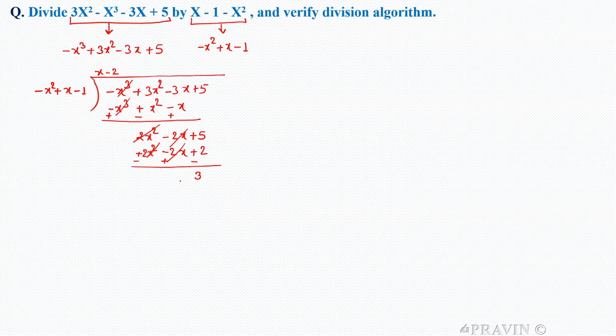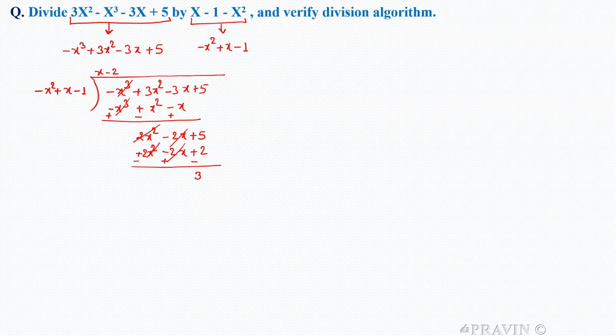You need to stop the division process when either the remainder is 0 or its degree is less than the degree of the divisor. Here you will find that the remainder is 3 and this is a constant term, and for a constant polynomial or term the degree is 0, but here the divisor is this one and the degree of this divisor is 2. So you will find here that the degree of remainder is less than the degree of divisor, so you cannot further divide. That's why you have to stop the division here. This is the first part of the question.